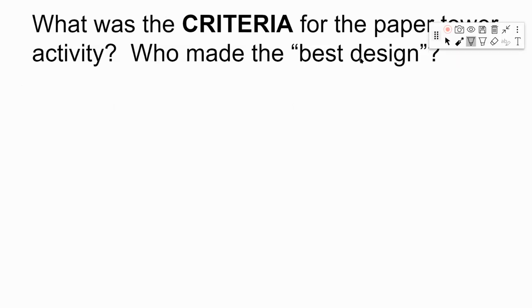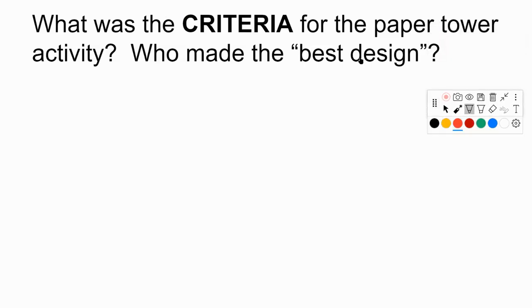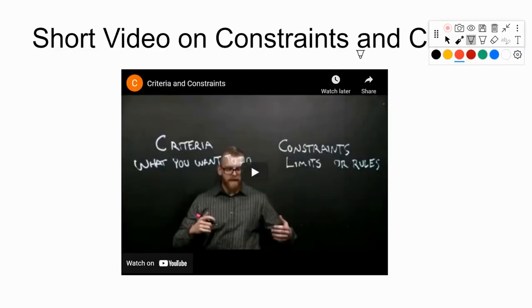And then for the paper tower activity, if I wanted to rank you guys in terms of who made the best design, we only had one criteria, and that design criteria was the height. So, assuming you met all the constraints, that you only used one sheet of paper, that you didn't use glue, and that it was freestanding for 5 seconds, if you met all the constraints, then the criteria for who made the best design is going to be the height. And so that's a quick example of that one.